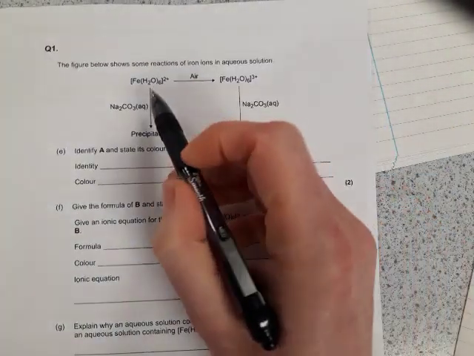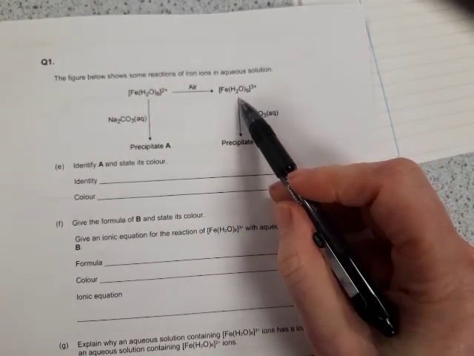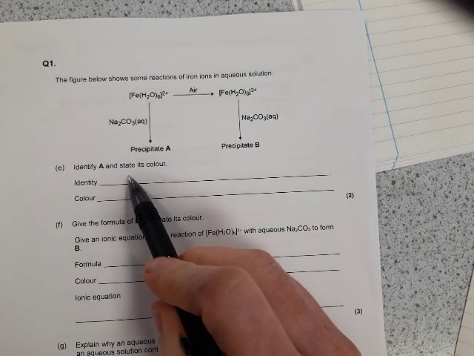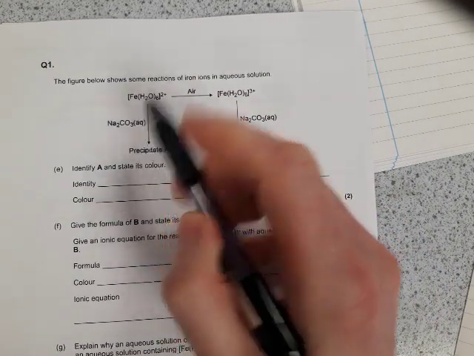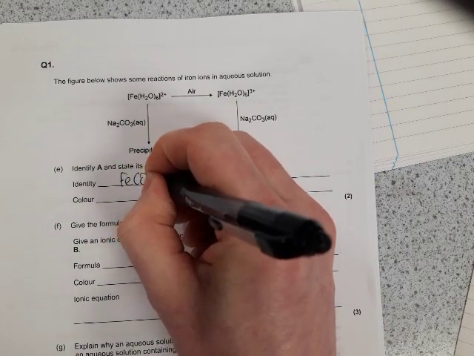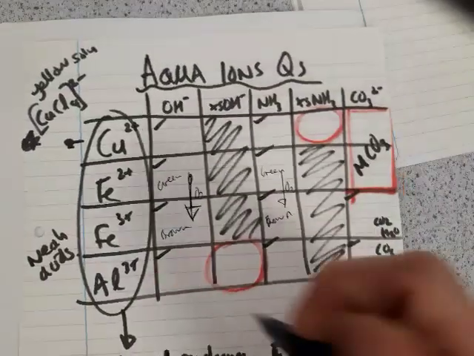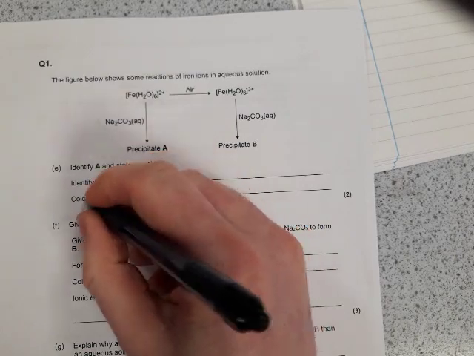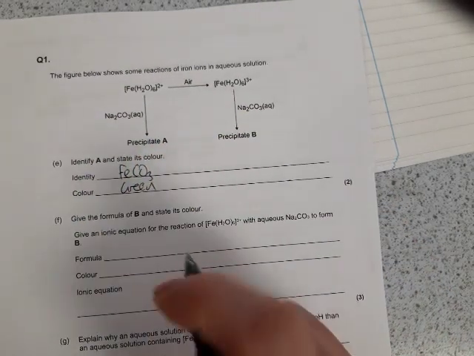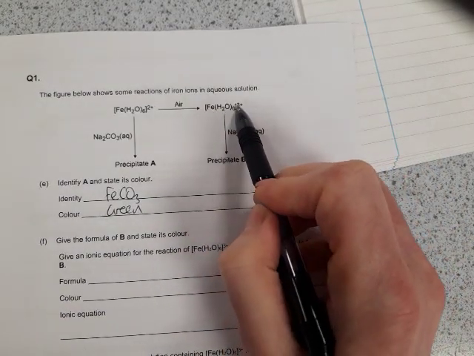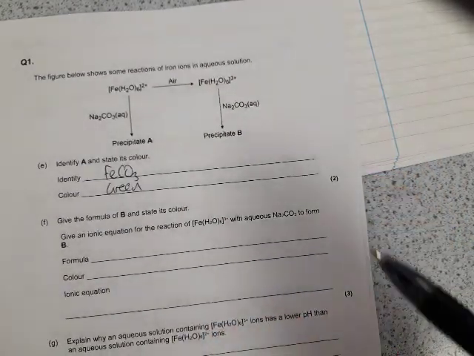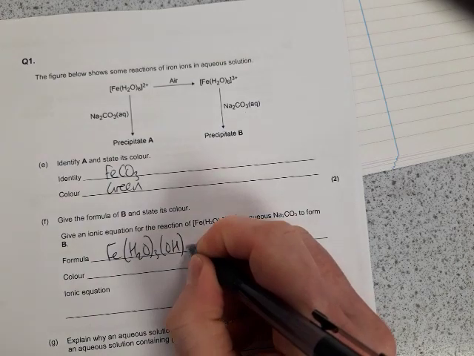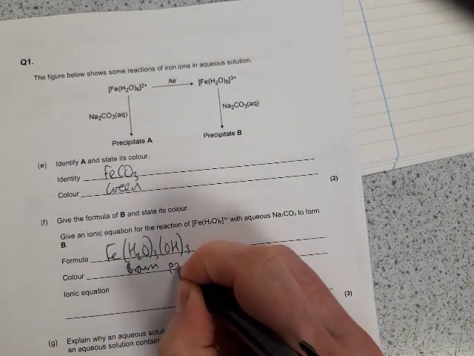Here we go. Right, so what we've got here is iron 2 plus and iron 3 plus, adding carbonate in air. Okay, identify A and state its colour. So this is iron 2 plus with carbonate. I know that that is FeCO3, because iron 2 plus with carbonate makes the metal carbonate. Colour: everything iron 2 plus is green. Give the formula of B and state its colour. So iron 3 plus with carbonate makes the only thing that you make with iron 3 plus, which is Fe(H2O)3(OH)3, and it's a brown precipitate.